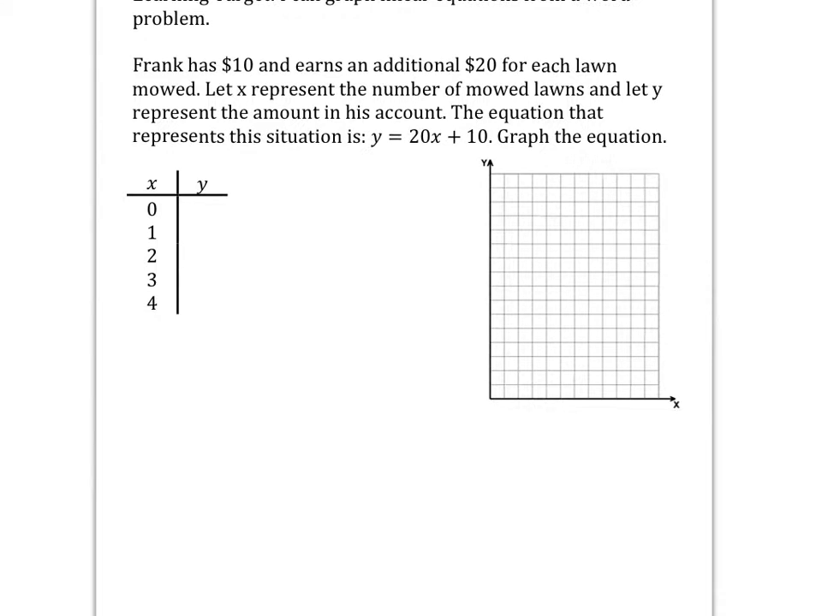Frank has $10 and earns an additional $20 for each lawn mowed. Let X represent the number of mowed lawns and let Y represent the amount in his account. The equation that represents this situation is Y equals 20X plus 10. Graph the equation. So Y equals the total amount that he'll have in his account, and he already has $10, and then he'll earn $20 for each additional lawn mowed. So that's where the 20 times X comes from.